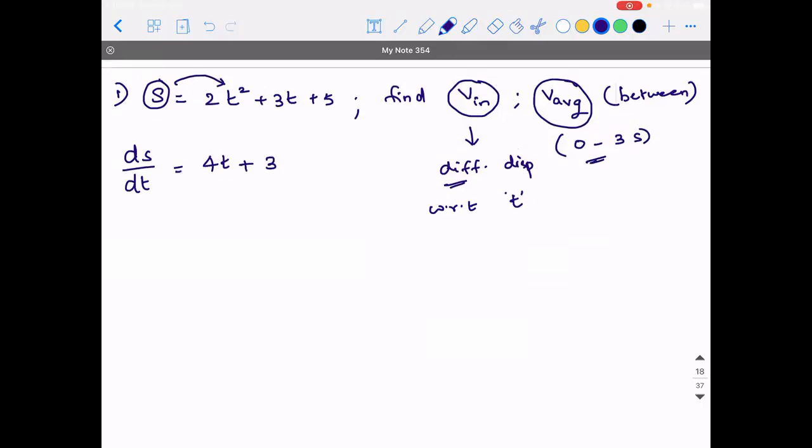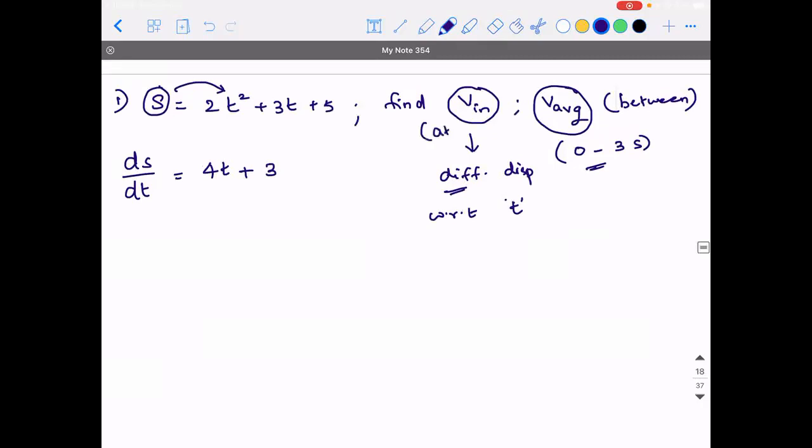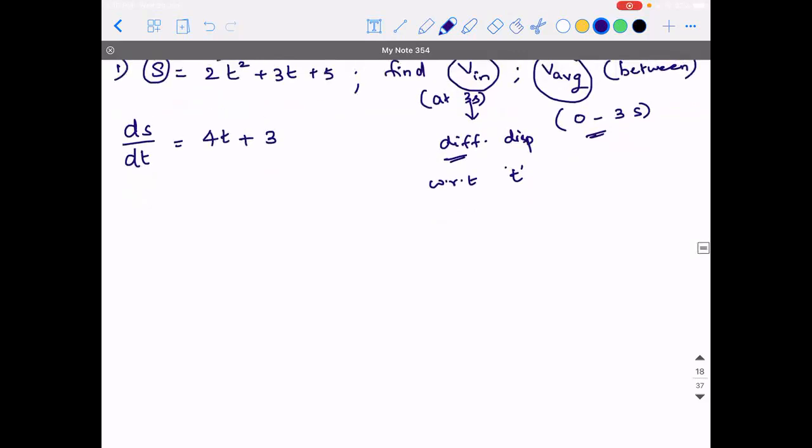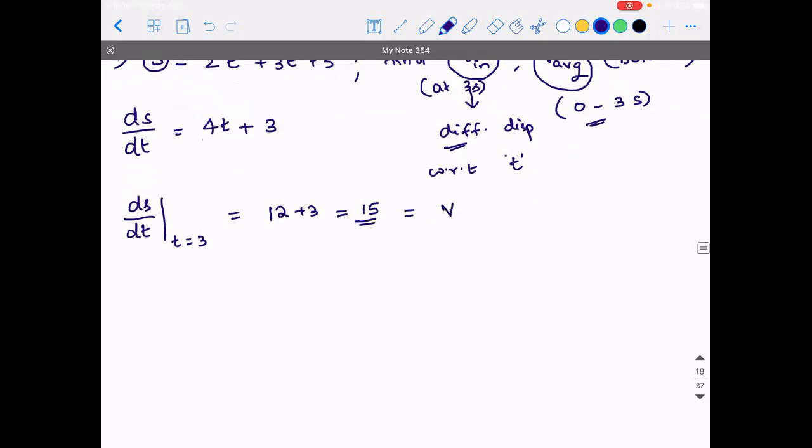If I ask you to find the instantaneous velocity at 3 seconds, then we should substitute. You found ds by dt, no? When you substitute t is equal to 3, you will get 12 plus 3, which is 15. So when you're trying to find the instantaneous value, first differentiate, then substitute the value of time. Suppose you want to find the average value, first substitute and then find the slope. So this 15 is the instantaneous value of velocity.